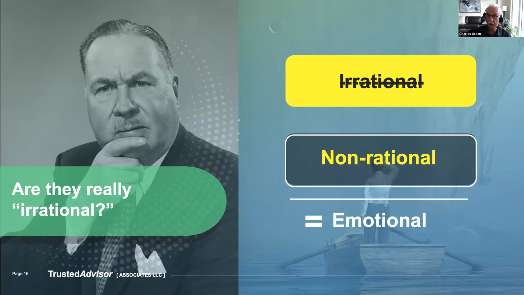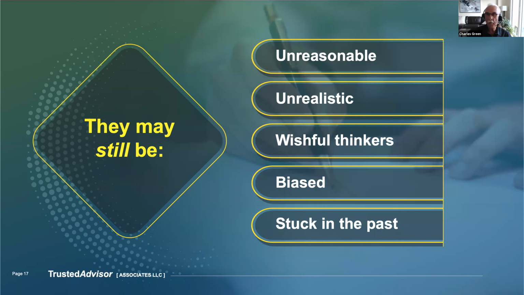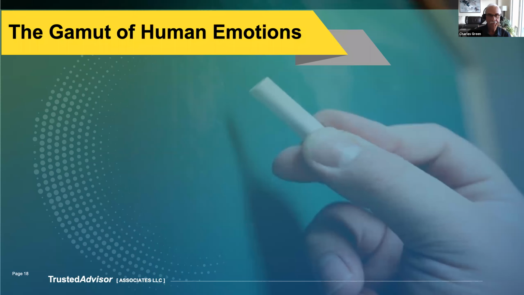So selling to an irrational buyer is not the same as selling to a schizophrenic or sociopathic buyer. There just are not that many of them. As I said, their dog probably likes them. And if we reframe things a little bit in that way, they can still be unreasonable. They can still be biased. They can still be stuck in the past, but they're not crazy. I'm using it as a non-clinical term.